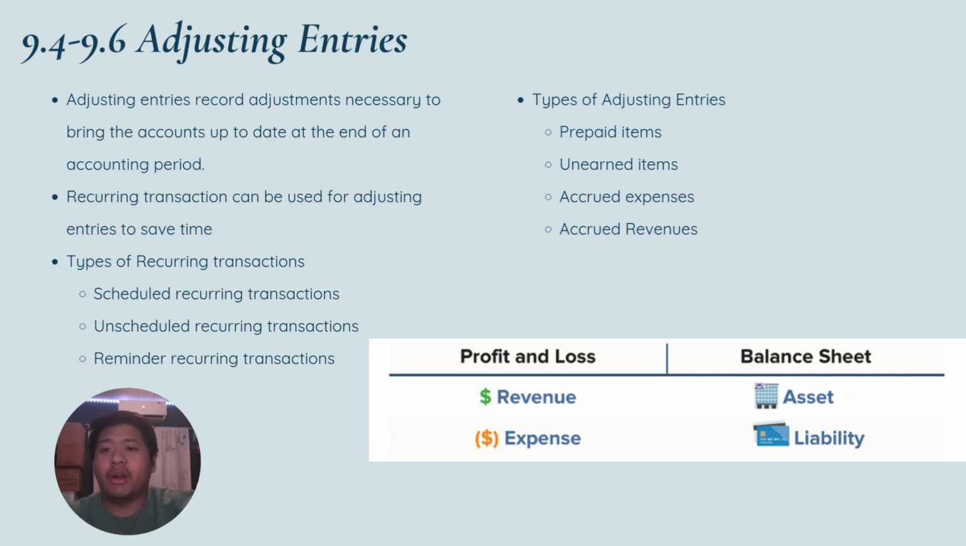Adjusting entries are required at the end of an accounting period to update the accounts, and these entries are dated on the last day of the period and typically follow the preparation of the trial balance. Adjusting entries ensure that the financial statements are accurate.